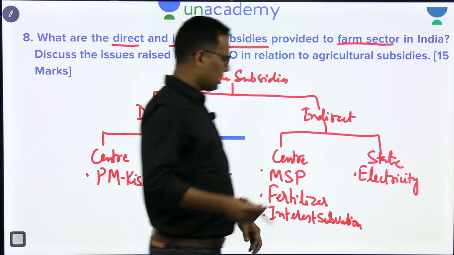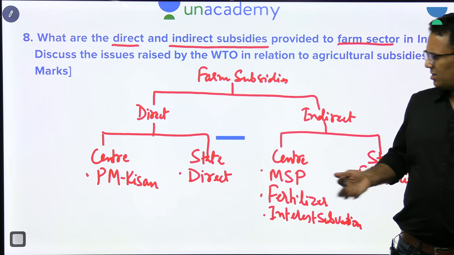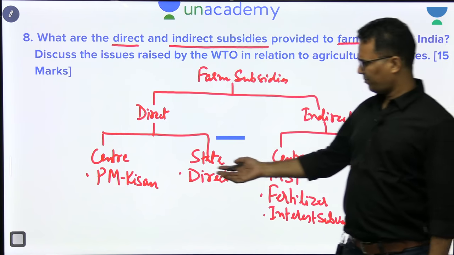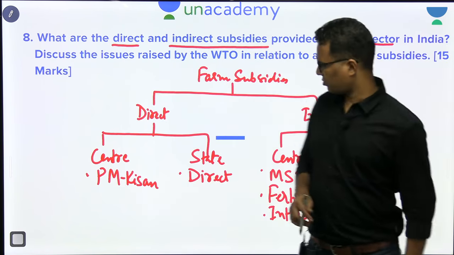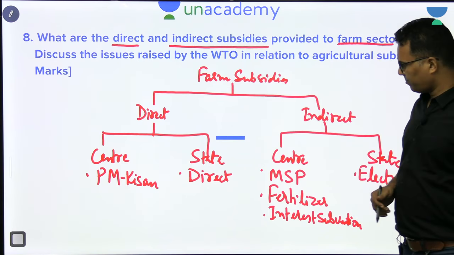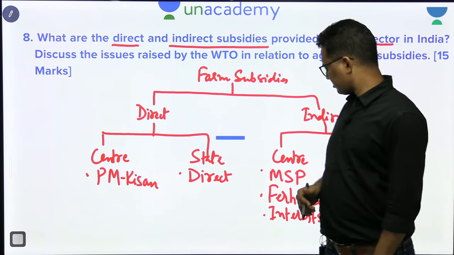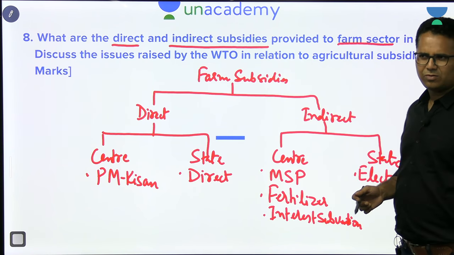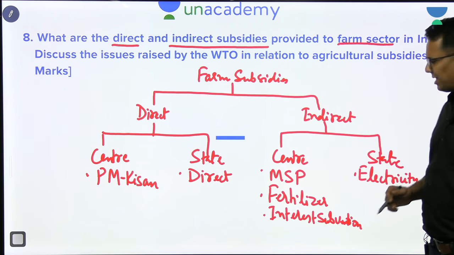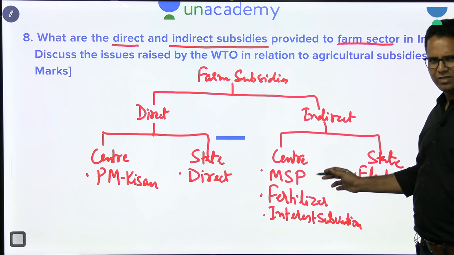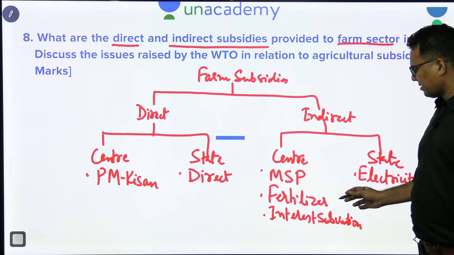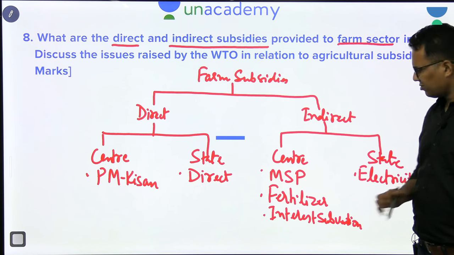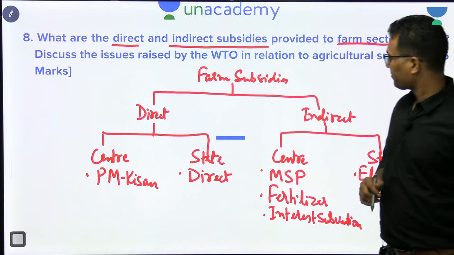In this, if you remember the amount, one or two, like PM Kisan, it is given around 72,000 crore, only 6,000 per farmer per year. MSP subsidy, food and MSP combined is 1.97 lakh crore, you can make it half. Fertilizer subsidy, 1,75,000. Whatever data you remember, you can write it.